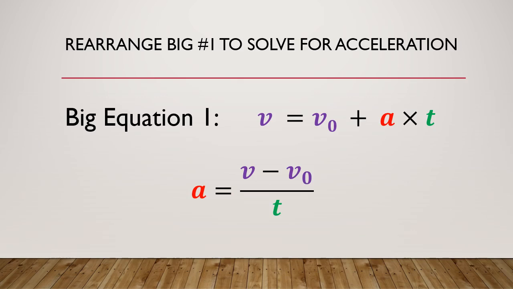You should always take a moment to solve your equation in terms of the variable that you're looking for. So in this case, we're looking for acceleration. So I rearrange this by subtracting v0 from both sides and then dividing both sides by t, and you get a equals v minus v0 over t.